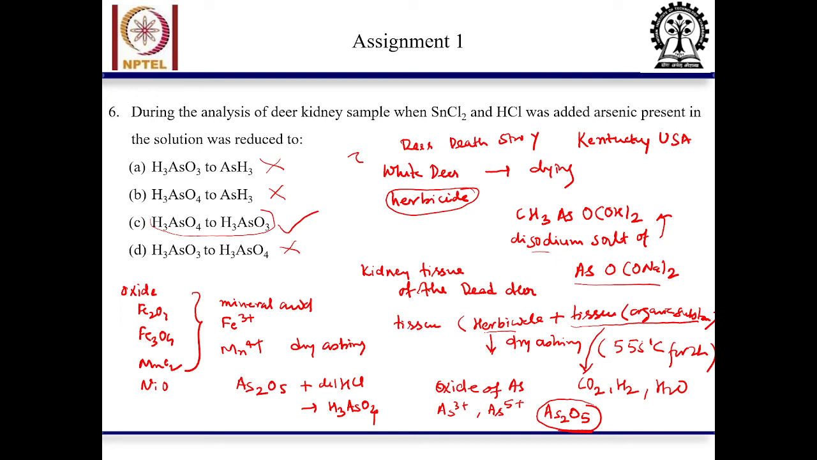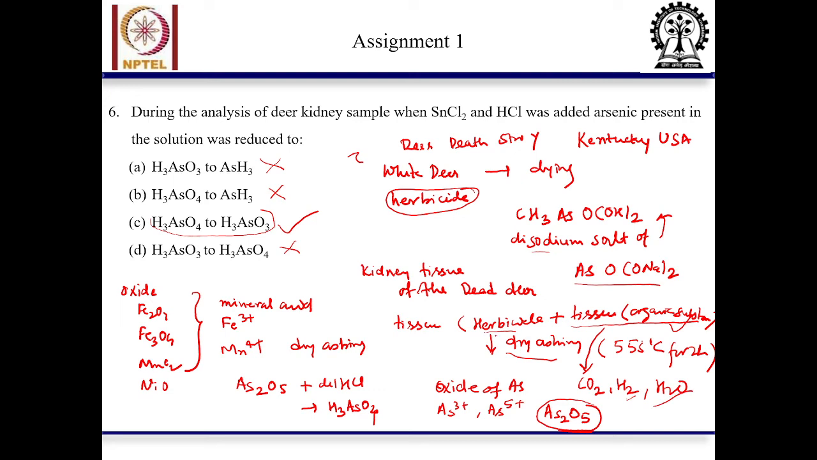So they took the kidney tissue of the dead deer plus the herbicide, so that contains the herbicide and tissue. Now tissue is basically an organic substance. Once you heat it at 550 degrees for 2 hours, which is called dry ashing, what will happen? This organic substance will decompose into carbon dioxide, hydrogen and water, and it will evaporate, right?